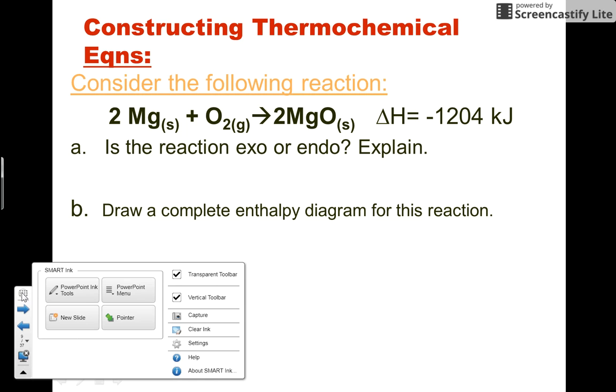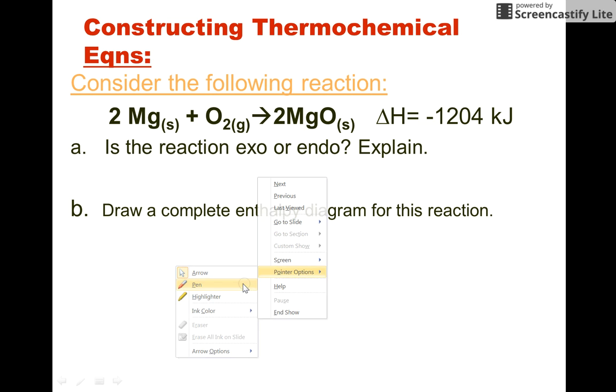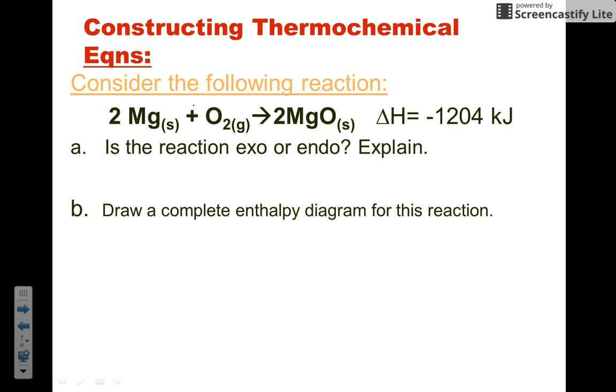So let's look at how we would construct a thermochemical equation. All right, so here's a chemical reaction similar to one we've looked at in the past. We have 2 magnesiums plus oxygen gas reacting and forming 2 magnesium oxides. And you're told here that the delta H is negative 1,204 kilojoules.